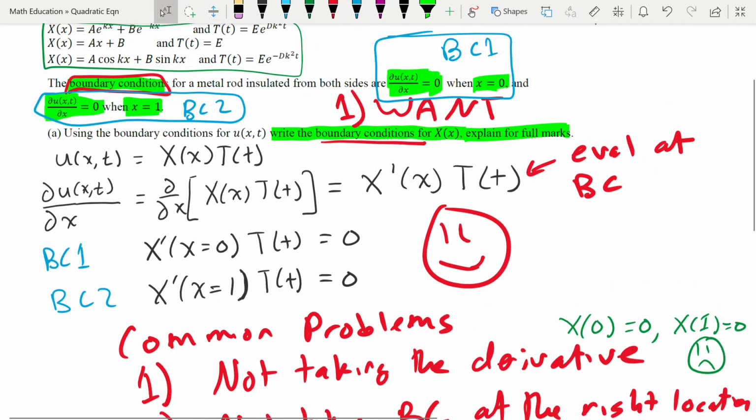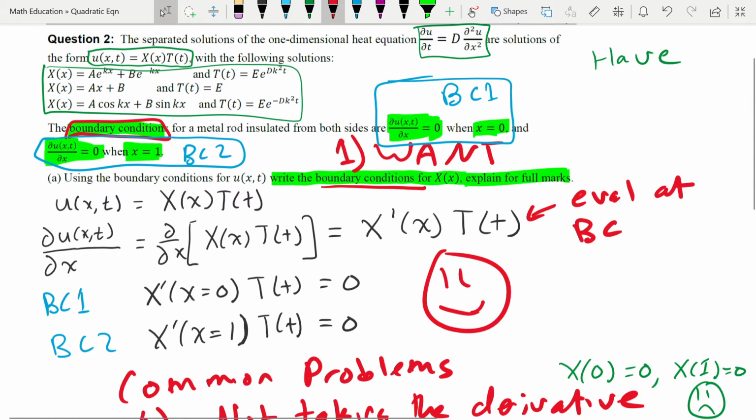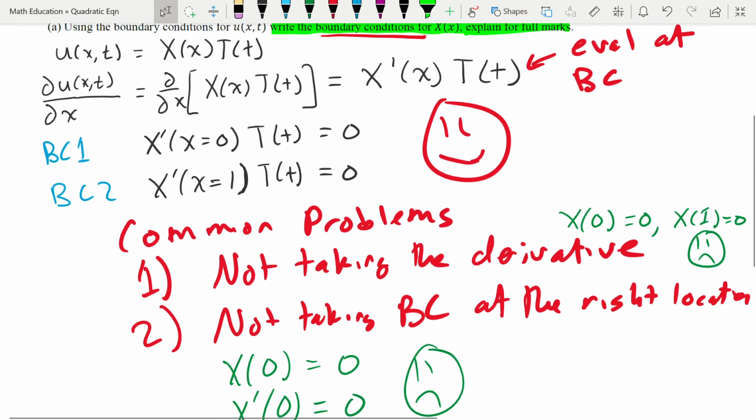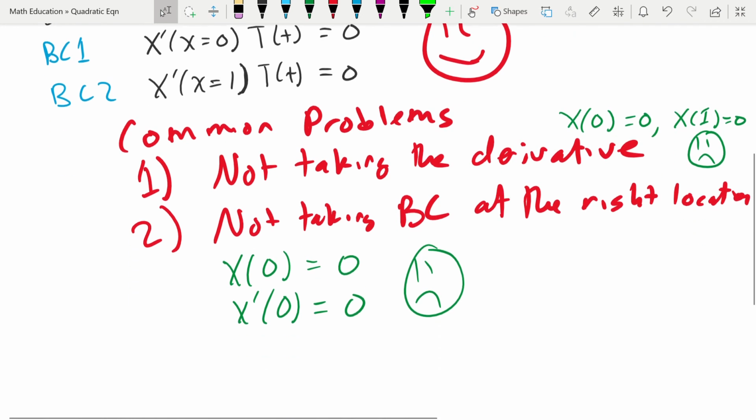Please read the problem. Know what you want, know what you have, and then connect them. Three basic steps that we can use to help improve the chances that you'll get full marks on a problem. And if not full marks, then you know that your prayers to the gods of partial credit will hopefully not be in vain.